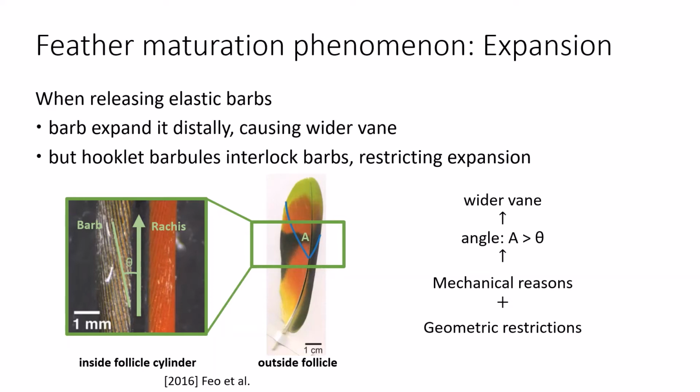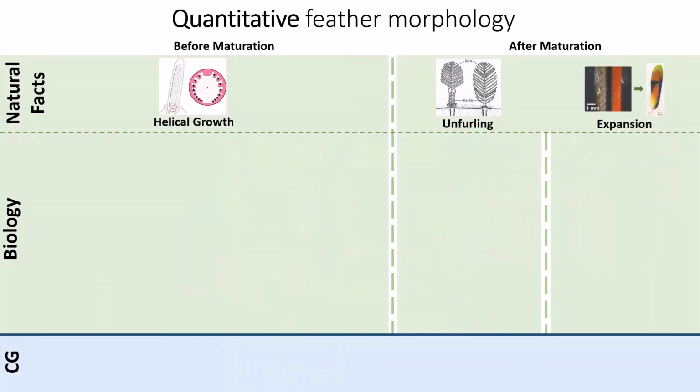In the biology field, the mechanical properties of barbs are still under study, so we will focus on the geometric restriction from the barbules and see what we can achieve in simulating this restriction. So, we have understood some natural facts about feather development: helical growth, unfurling, and expansion. And in the biology field, some people have attempted to establish mathematical models for reproducing helical growth in order to help their cellular or chemical studies.